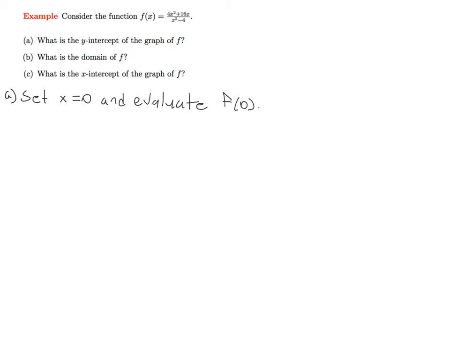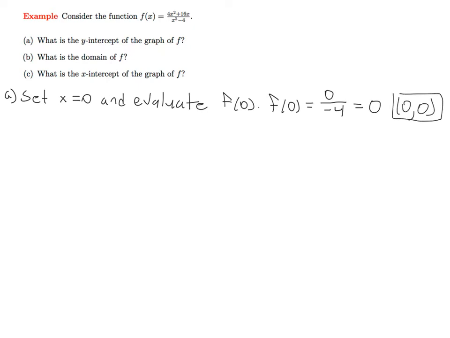And so in this case, evaluating f at 0 gives us 0 in the numerator, since we would get 4x squared plus 16x is 0 plus 0, and in the denominator we get 0 minus 4. So this would give us 0. When I take 0 and divide by minus 4, we get 0. So this means we have one y-intercept. When x is 0, we just saw that y is 0. So we have a y-intercept at the origin.